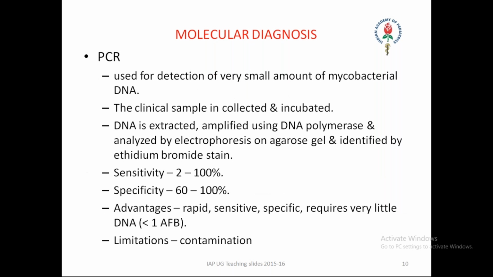Coming to molecular diagnosis, PCR is one of the gold standards and very useful, but limited sources are there. Use it for detection of very small amounts of mycobacterial DNA. This is the best advantage: even a very small amount can be detected.